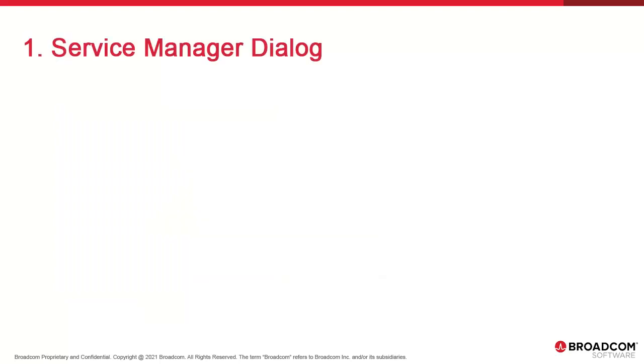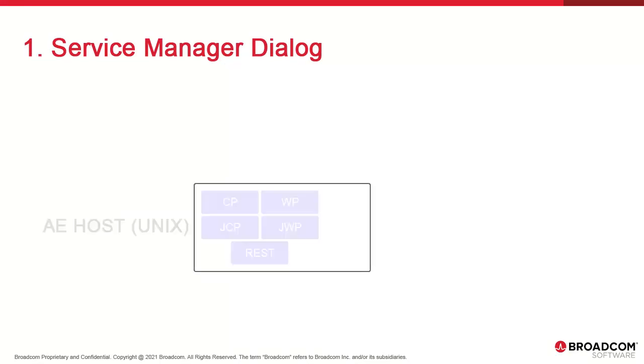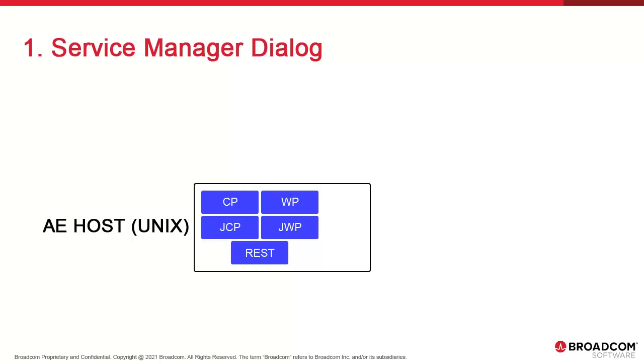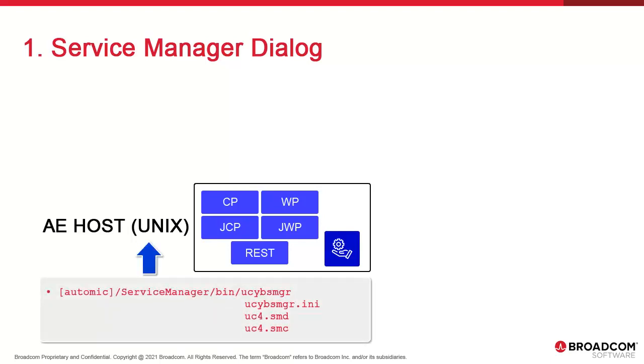Let's explain how to network service managers and use Dialog for remote management. The AE host is set up on Unix and it has a service manager. Its file system contains four core files: the executable, the configuration file, the SMD file, which contains local definitions, and the SMC file, which contains local auto start commands. Unix does not support Dialog.